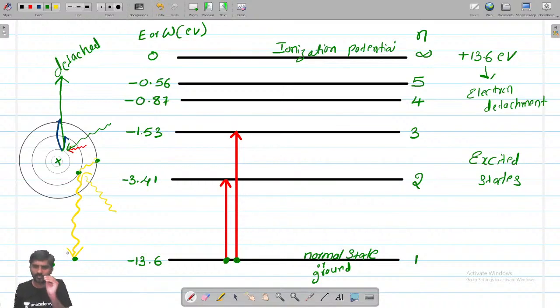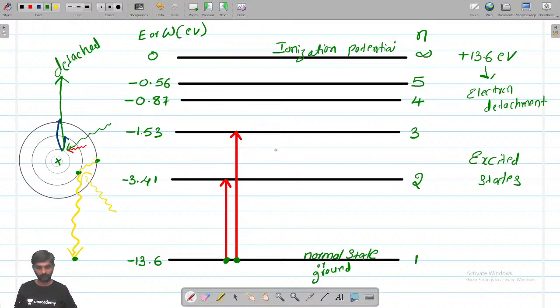So let me recap. If the external energy is not sufficient to detach, the electron will move from one state to another state, from 1 to 2, 1 to 3, 1 to 4, 1 to 5, whatever. But if the energy is sufficient to detach, it is called ionization potential. If the energy is more than the ionization potential, you will get three things: the already bombarded electron, another free electron, and the third one, an ion also forms.